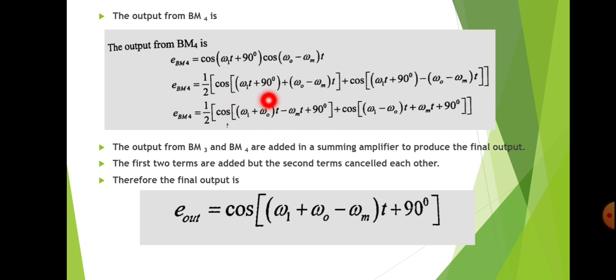At the output we will receive double the amplitude of this signal, since there is a half here and also a half there. So when we are adding, it goes to 1. There is 1 cos (omega 1 plus omega 0) t minus omega m t plus 90 degrees as the result. So this is the lower sideband signal. So at the output we obtained the SSB lower sideband signal. So that's all about this topic. Thank you.